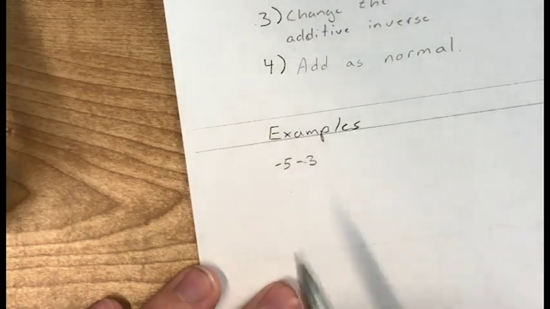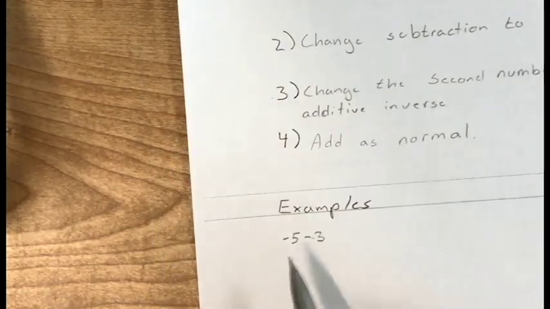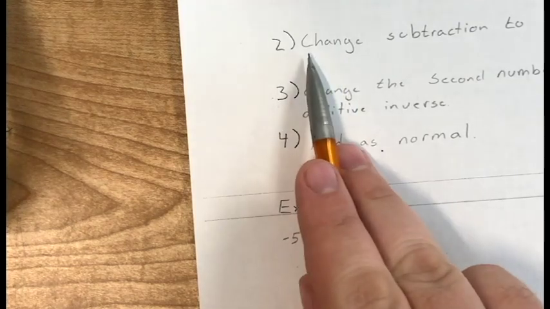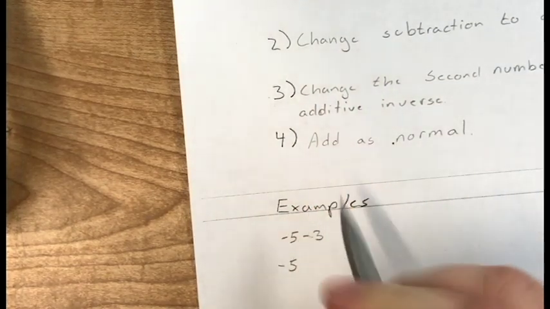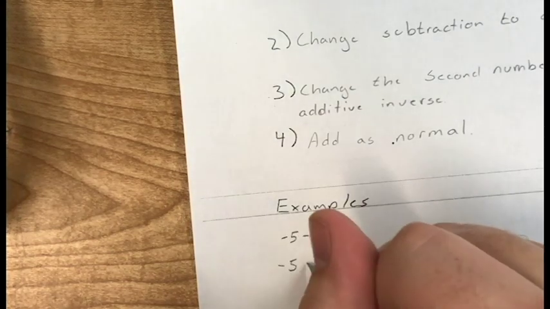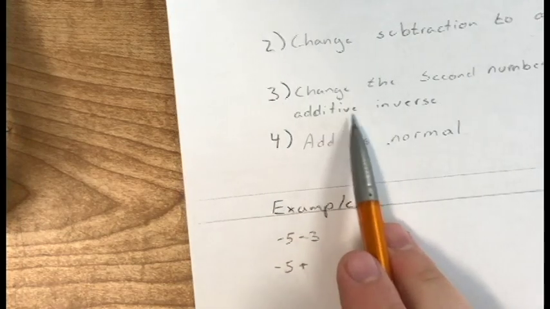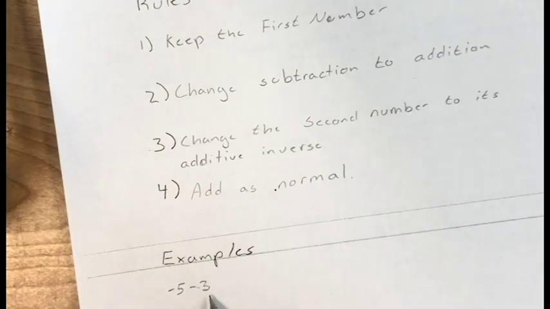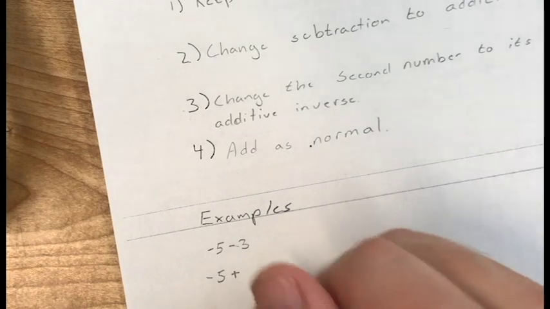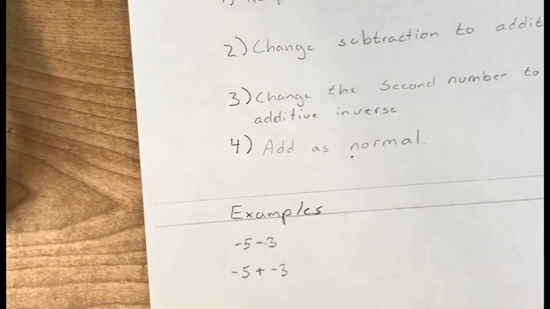So -5 minus 3. Well, my first step says I keep the first number, so I'm going to keep that number. And then it says change subtraction to addition. So I'm going to say -5, and instead of saying minus, I'm now going to say plus. And then step 3 tells me to change the second number to its additive inverse, which we defined a while ago as its opposite. So the opposite of 3 is -3. So now I have -5 plus a -3.